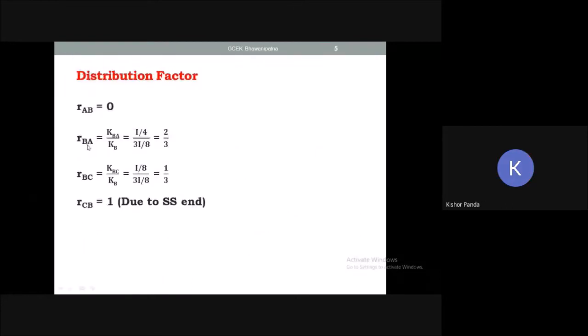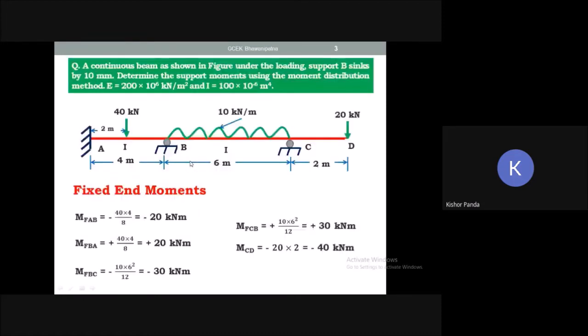You know RBA is equal to KBA by KB, but KBA is equal to I by 4 divided by 3I by 8. So this is equal to 2 by 3. Similarly, find out RBC. RBC is equal to KBC divided by KB.